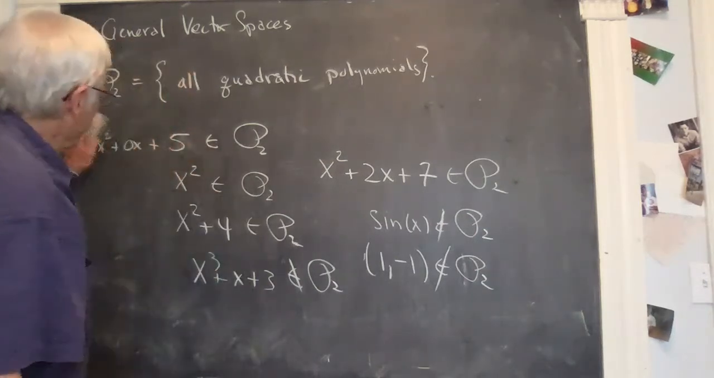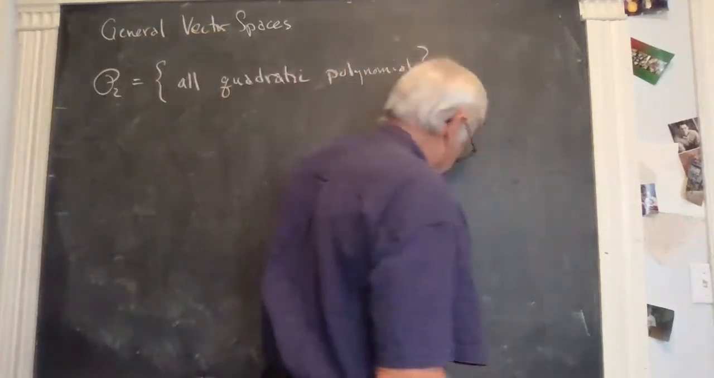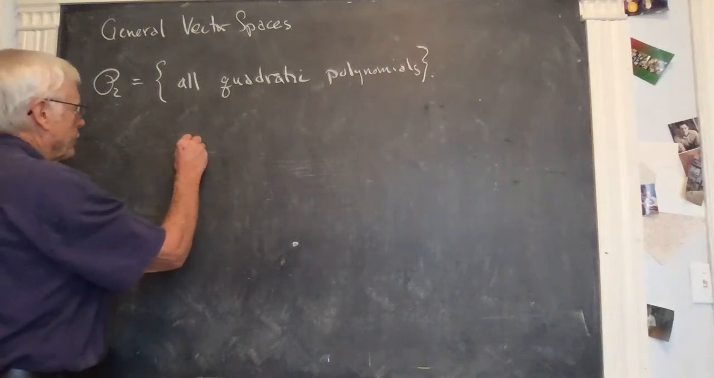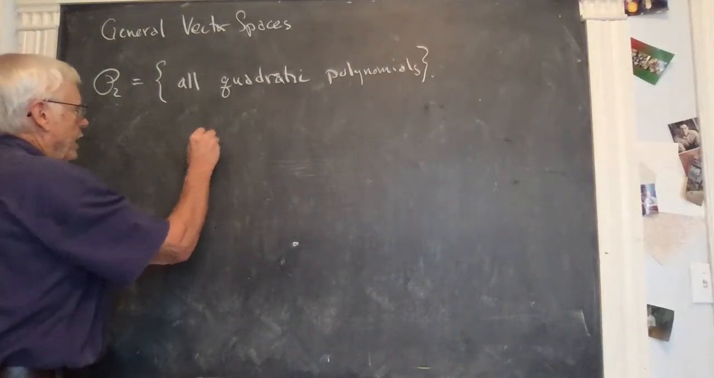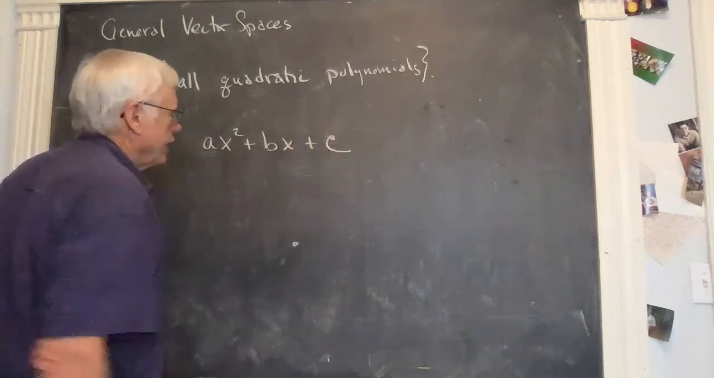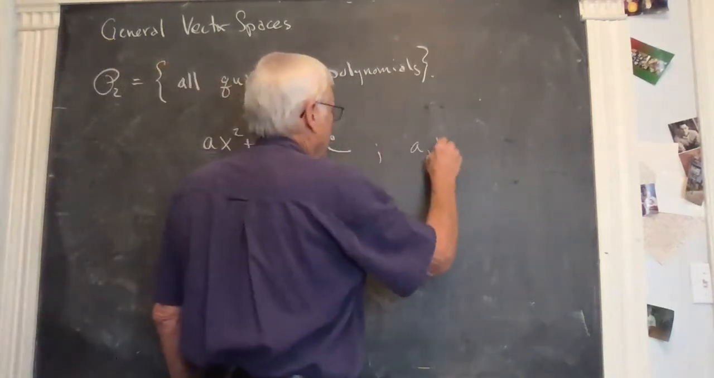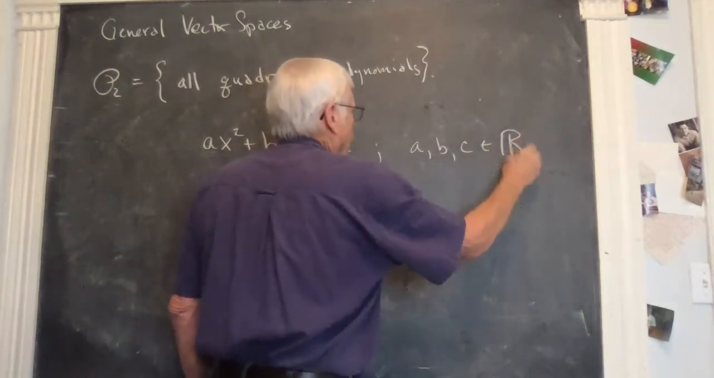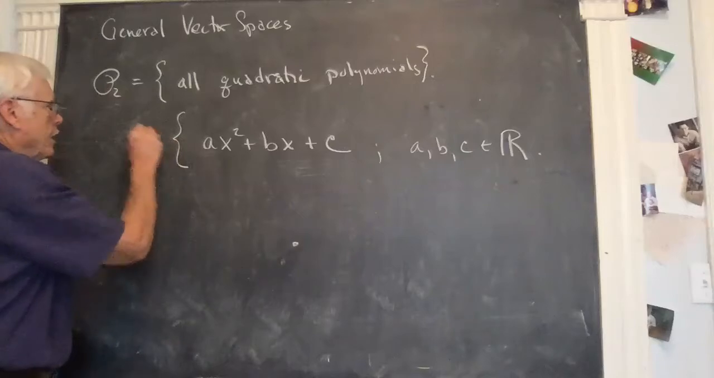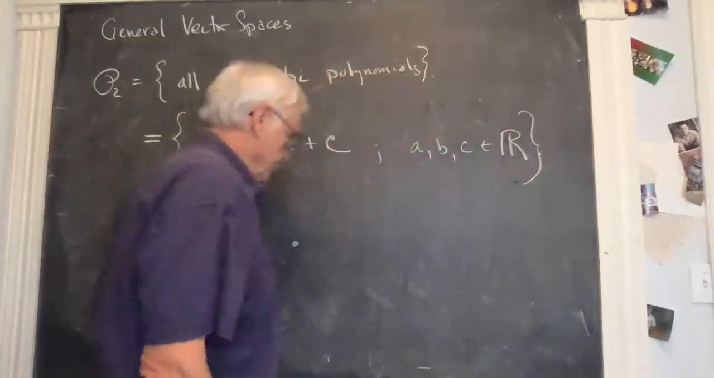So now we could look for the general form of something from P2. A general form might be something like ax squared plus bx plus c. Anything like this is in P2 where a, b, and c are any real numbers. So this is the general form. And P2 is actually equal to this if you write it out in mathematical language.